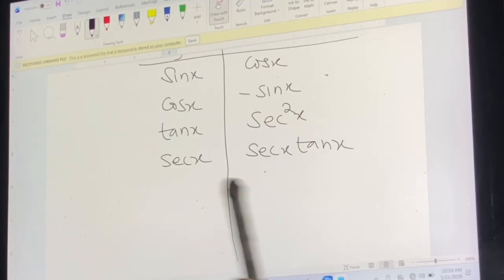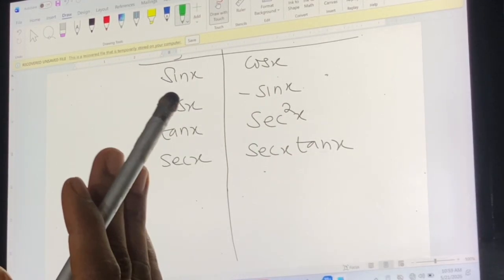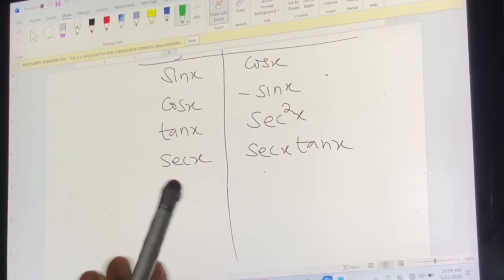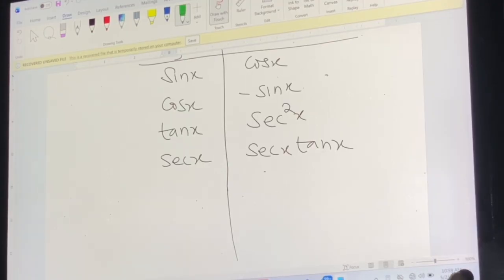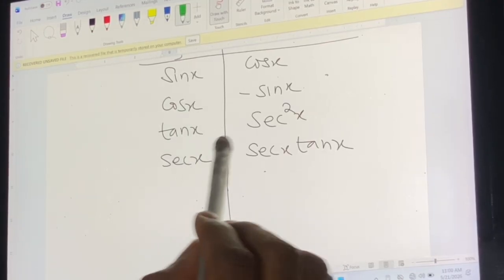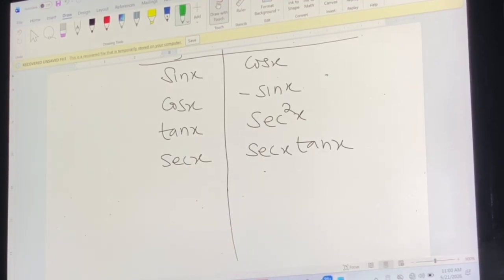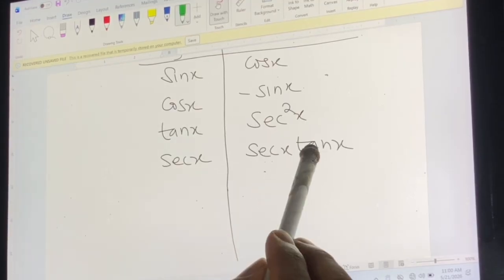Now, what is the short way to understand this? Whenever c is at the beginning of the name, the answer must have a negative. Whenever c is at the end of the name in any trig function, it means combine. For sec, you combine sec with another function. What is that function? When you differentiate it, you have sec. It is tan. So you combine it with tan, which gives sec x tan x.